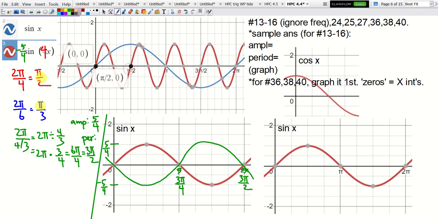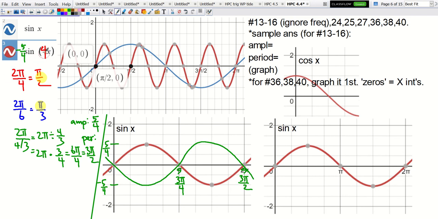Now, how do you find period without a graph if there's only a coefficient given to you in front of the x? Let me say that one more time. How do you find period without the graph, without Desmos, if only a coefficient is given to you in front of the x? The way you do that is you take, again, 2 pi, which is a fixed value.